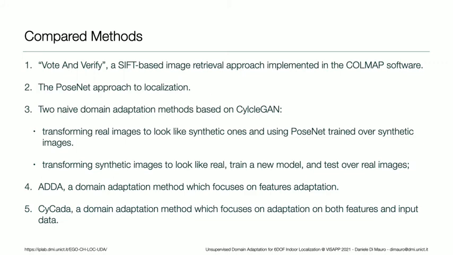The compared methods are Vote and Verify, which is a SIFT-based image retrieval approach implemented in the Colmap software, the PoseNet approach to localization, TUNA, a domain adaptation method based on CycleGAN, ADA, a domain adaptation method which focuses on feature adaptation, and CICADA, a domain adaptation method which focuses on adaptation on both features and input data.